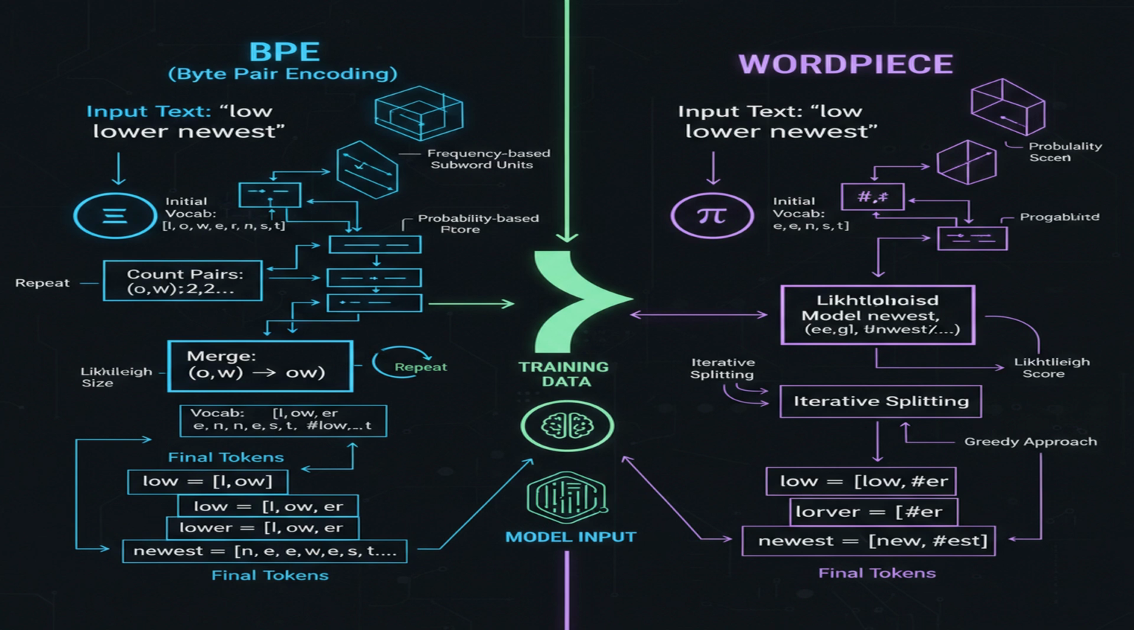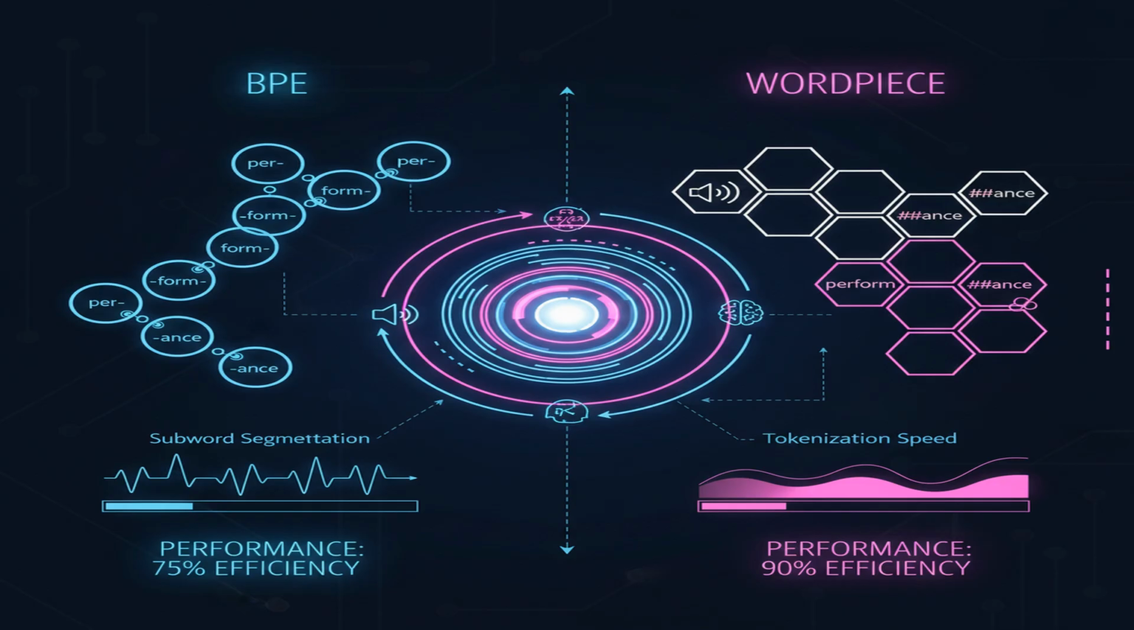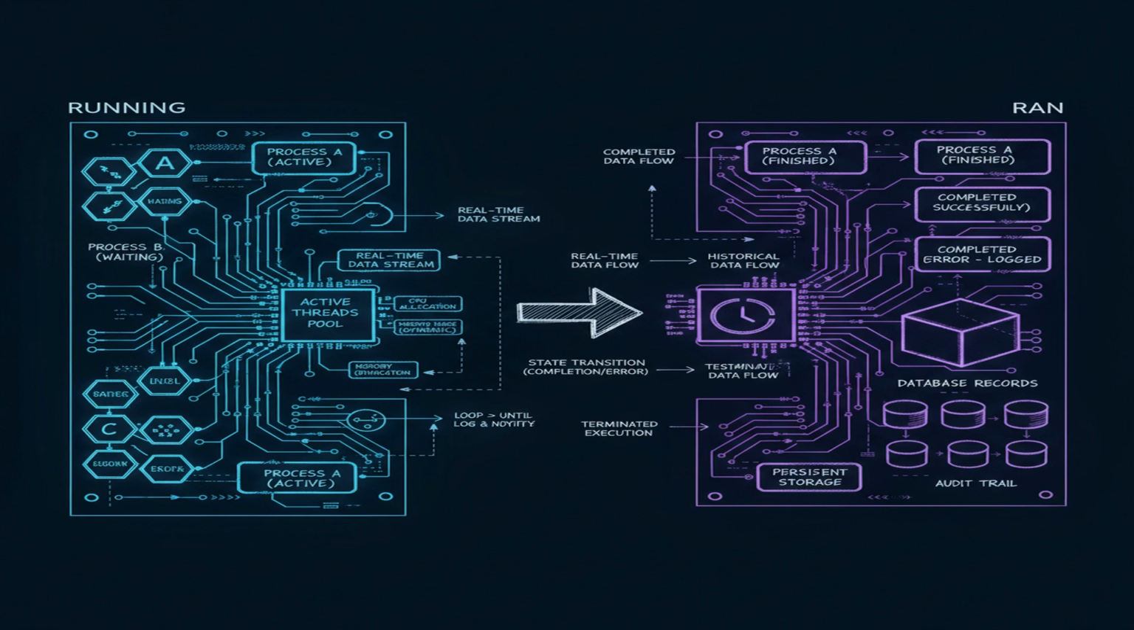Now let's consider WordPiece, employed by BERT, which enhances BPE. Unlike BPE's frequency-based merging, WordPiece merges pairs based on likelihood. WordPiece calculates the likelihood of different merges and selects the one maximizing the language model's likelihood. This helps in creating more semantically meaningful subword units. This difference can impact model performance.